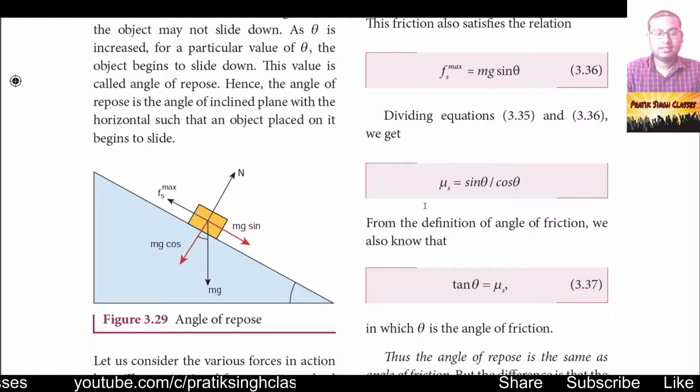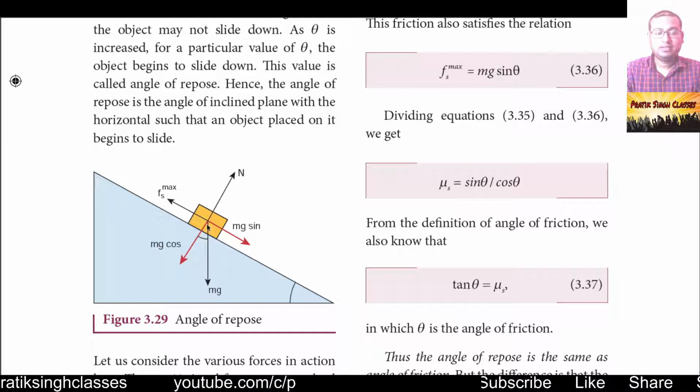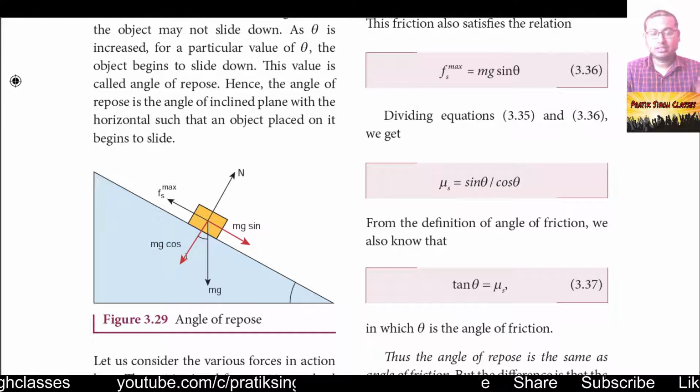As you can see here on an inclined plane, as in figure 3.29, a box is placed on an inclined plane, and the forces acting on this box are mg vertically downward and normal reaction N acting perpendicular to the surface of contact. When we resolve this mg into its x-axis and y-axis components, we get mg sin theta towards the x-axis and mg cos theta towards the y-axis.